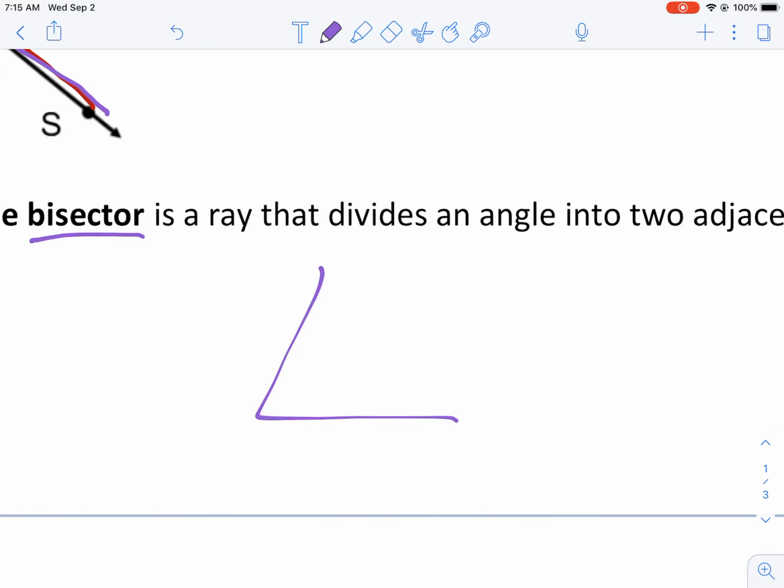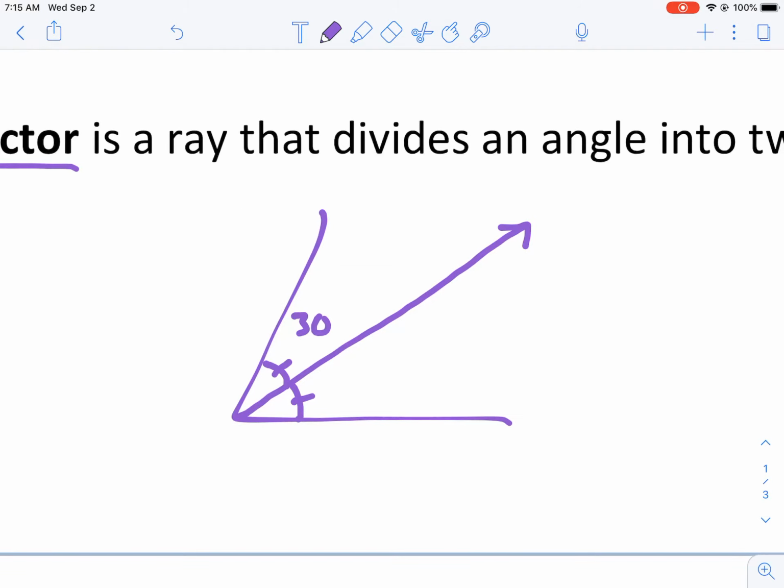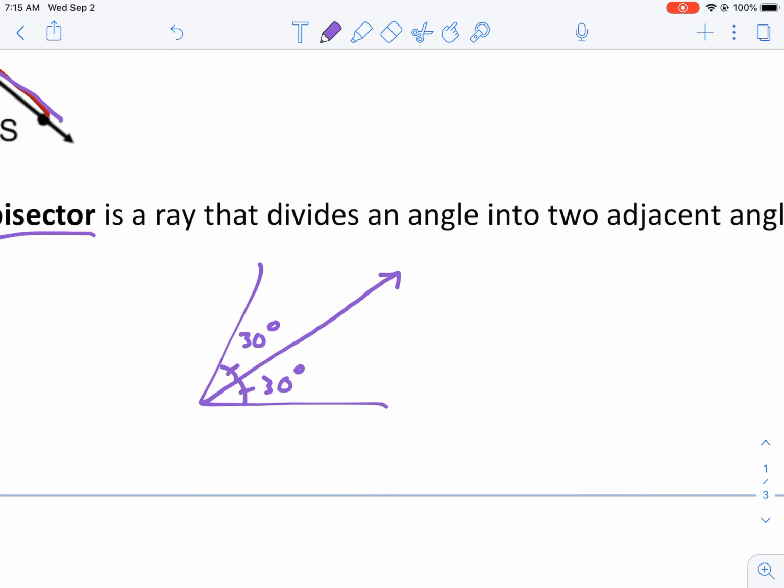So if we have our angle right here, okay, an angle bisector would go right through the middle of the angle and create 2 angles on both sides that are congruent. Okay, so that's important to know. So these might both be 30, for example. All right, so that would be an angle bisector.